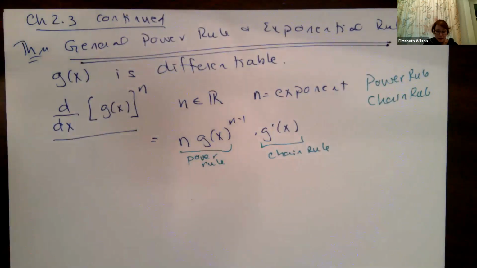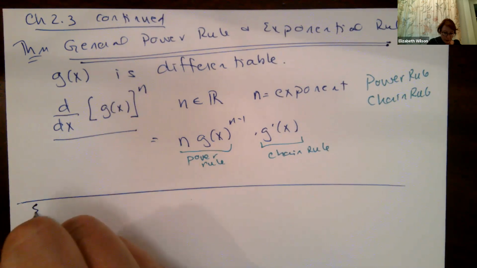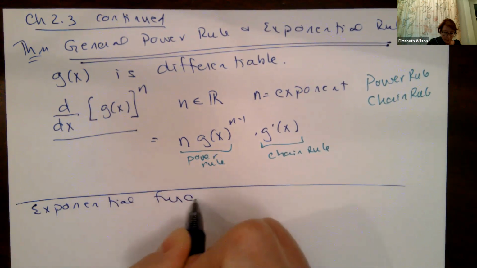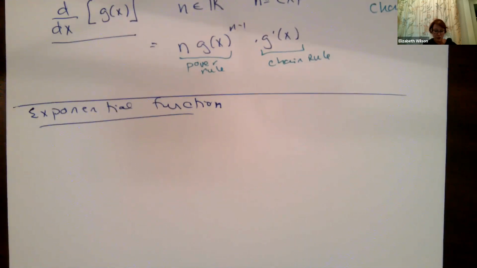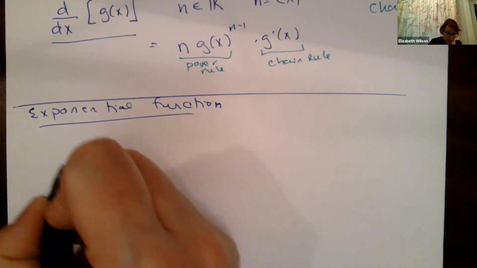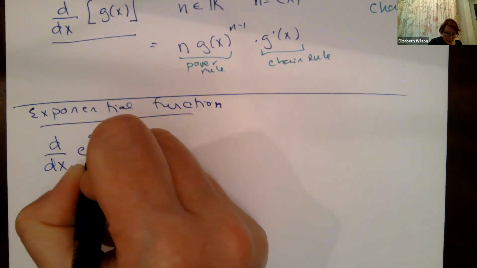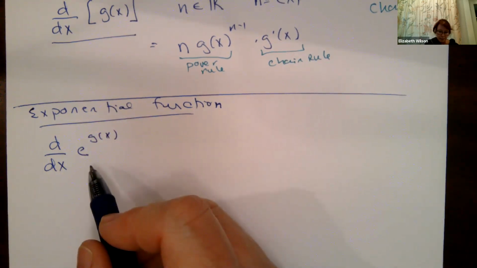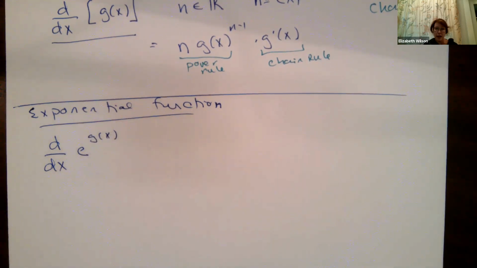Okay, now this is different from an exponential. So I'm going to write exponential function. We'll talk specifically first about e to the x or e to some function, and then we'll talk about it in terms of a generic base. Okay, so the first thing, I'm going to take the derivative of e to the g of x. Remember, g of x is our differentiable function. Now this is different, right? Because my function is in the exponent.